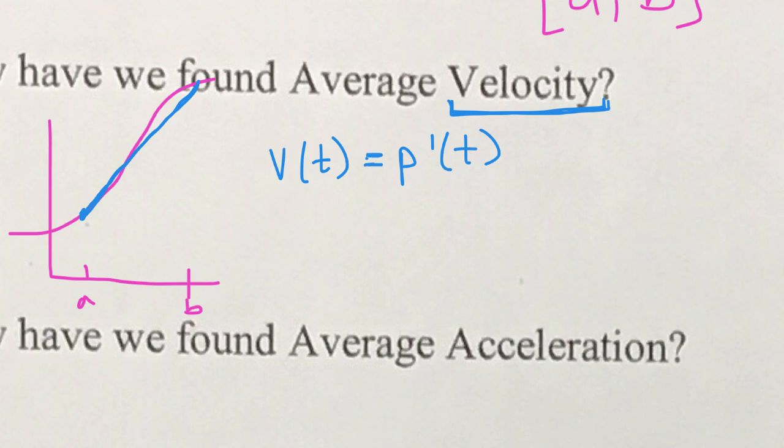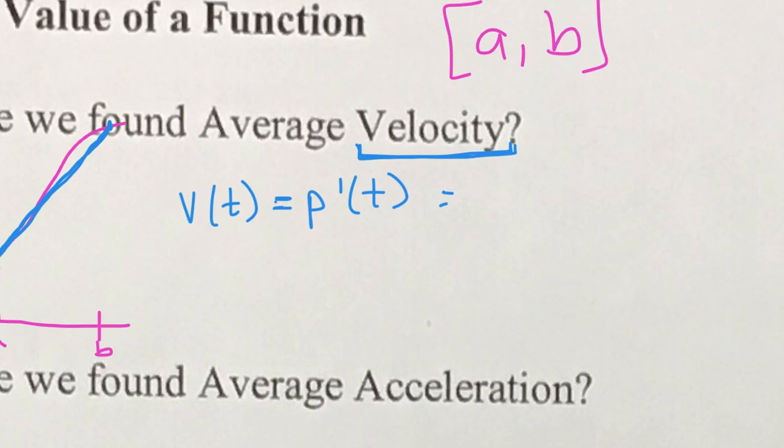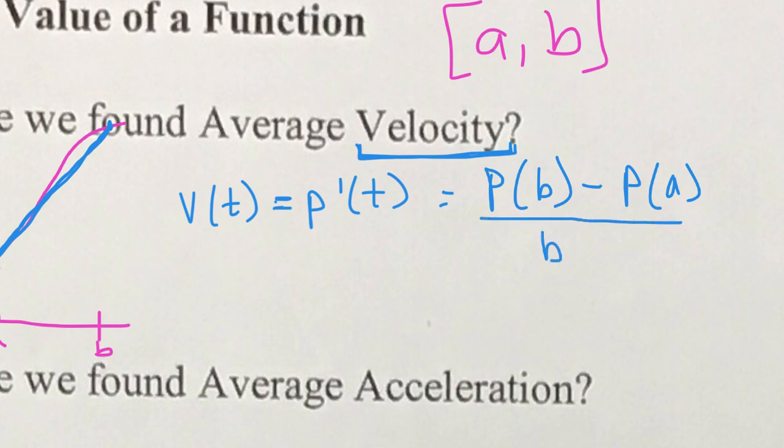If this was our position graph and we're looking for the average velocity between A and B, we would take the y value or the position at point B, and subtract the y value or position at point A, and divide by B minus A, the x values, right? So this is basically slope. It's y minus y over x minus x. Average velocity, average value is a slope problem.